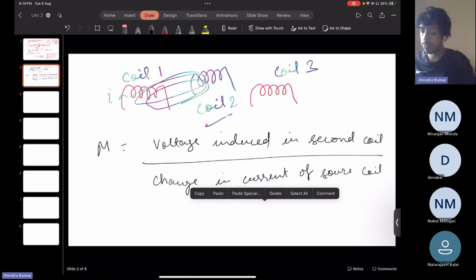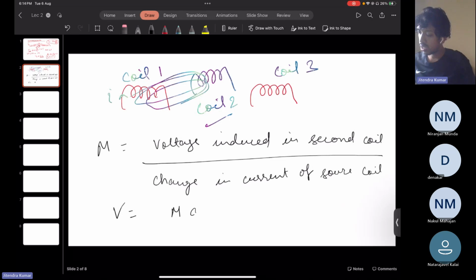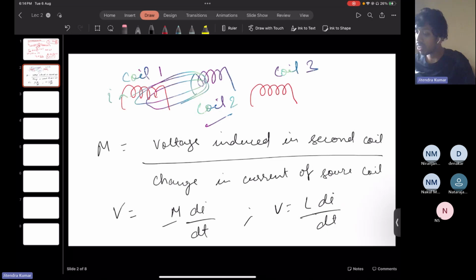So basically, this is the very basic voltage equation. V is equal to M di by dt. Or you might have seen V is equal to L di by dt. So that is self inductance, that is mutual inductance, isn't it? This is the basic expression of mutual inductance, right? And dM by d theta is very important here, because the coil will be rotating.